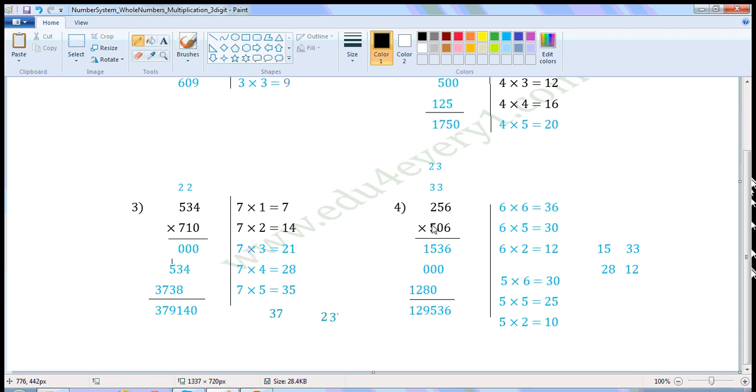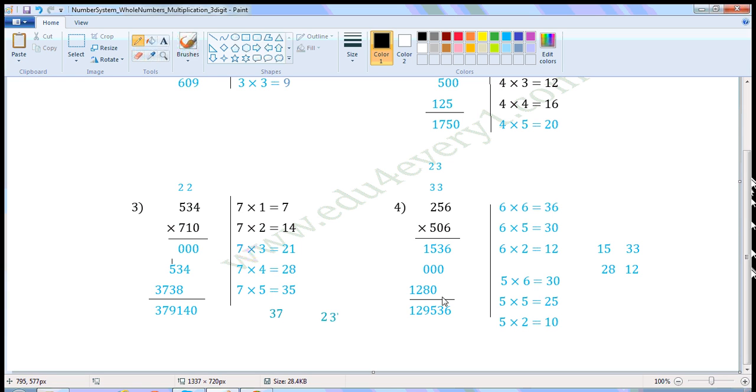Now we have to multiply 5 with 2. 5 into 2 is 10. Add the carry 2 to it. It becomes 12. So there is no digit here to put the carry over. So take this 12 and write it before 8. Now the multiplication part is over. We have to add these numbers.